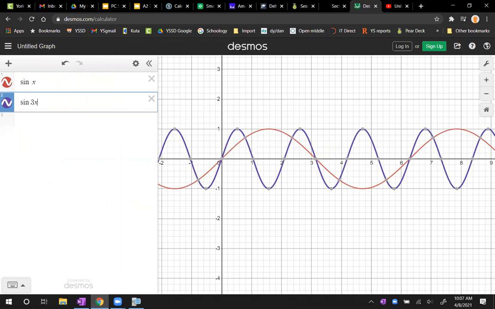So here's what I'm really talking about: the red one is the original, and notice how when we do 3x, we've changed the period. We've made it 2 pi over 3. Instead of going the whole way out to 2 pi, we're going to 2 pi over 3. So notice how squished it is. And that's what happened, remember, when we multiplied by 3 in here. We made a horizontal compression instead of a stretch. So it shortened the whole thing up.